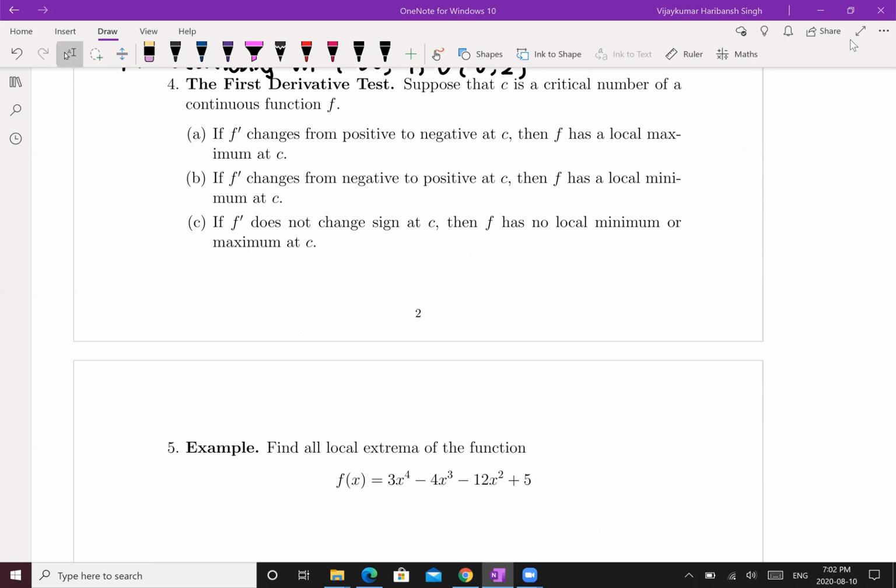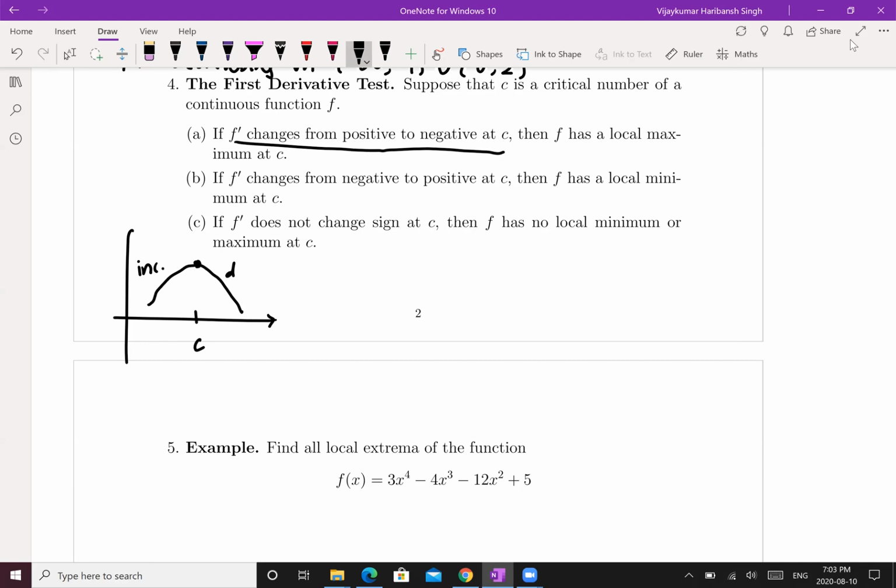So let's see. Suppose f prime changes sign at c. Suppose f prime changes sign from positive to negative. So f prime is positive before c, which means the function is increasing. After c, f prime is negative, which means it is decreasing. So in this case, we get a local maximum. So if f prime changes sign from positive to negative, f has a local maximum at c.